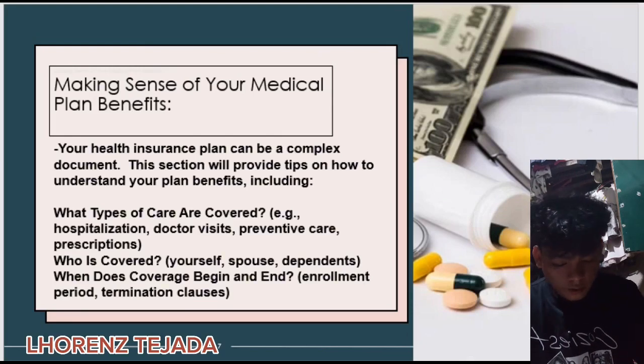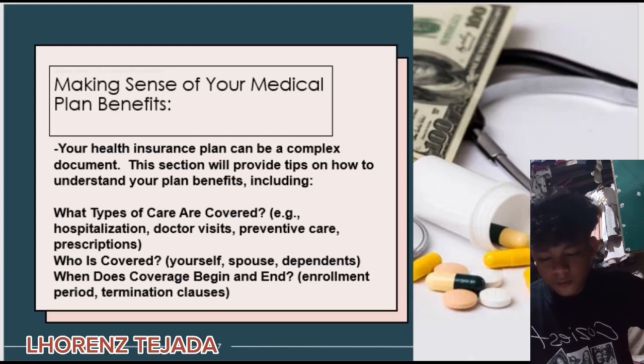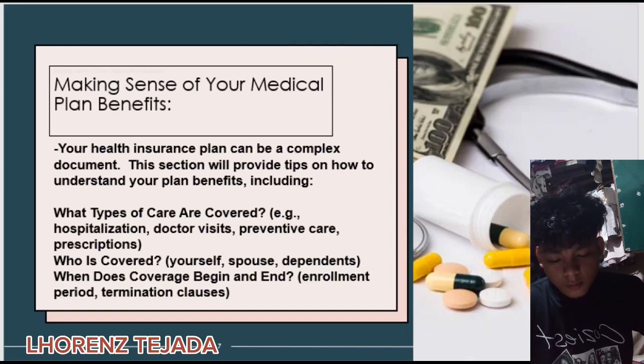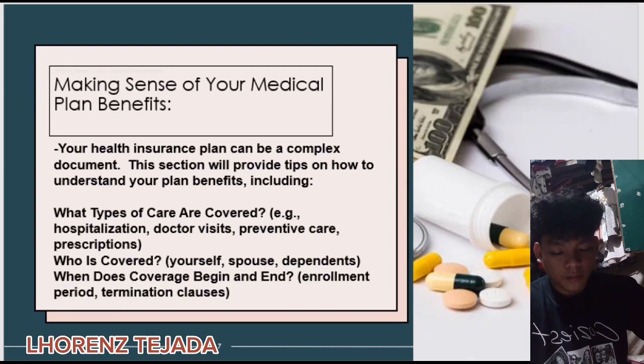What types of care are covered? The typical medical care plan covers hospital room and board expenses, surgical procedures, both as an inpatient and outpatient, prescription drugs, diagnostic tests, visits to the doctor's office, and many aspects of healthcare.